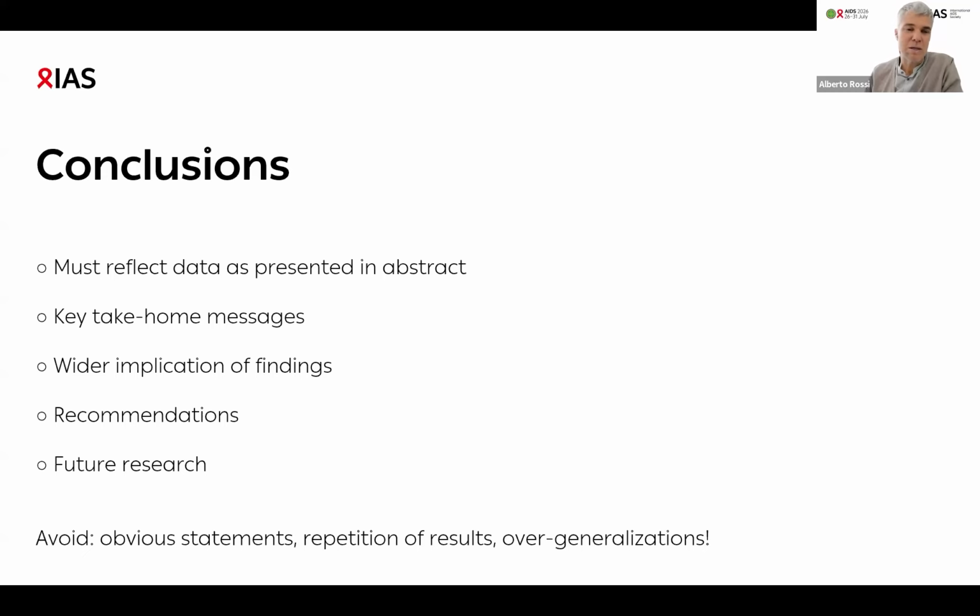So we suggest that there are 3 key parts. One is key messages from your study, what these messages imply, and then some future recommendations for research. Avoid obvious statements, avoid repetition of the results, don't overgeneralize. This is also very important. Sometimes a study is done in a particular setting, for example, in a specific region or a specific country with a specific age group. You can't conclude by saying that that intervention applies to anyone around the globe. Okay, so that's very important as well.